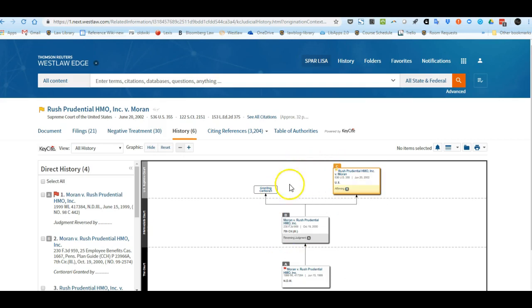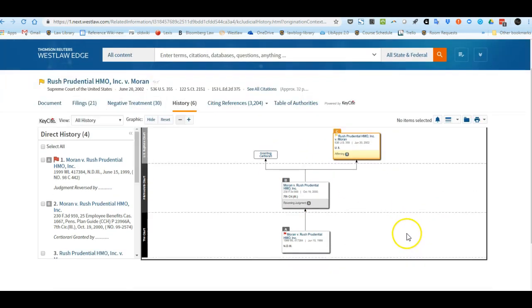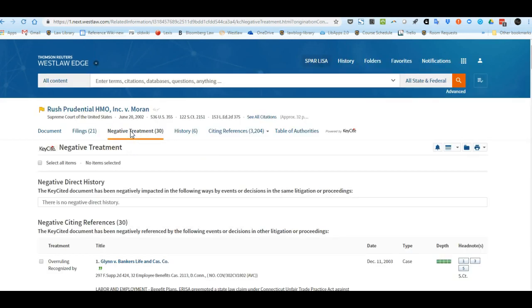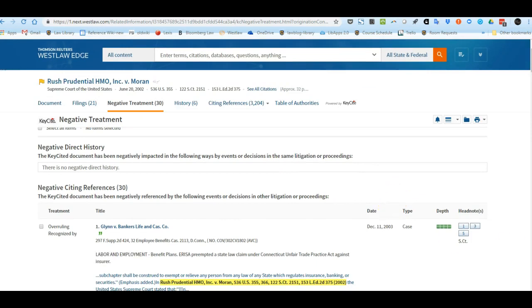And as I mentioned, you see that nice little map like we saw on Lexis. So you can see the chain to see if your particular case was overruled by your court or reversed by your court. And then the other tab you want to make sure to check is Negative Treatment. Again, this is for validation purposes. If you are validating or invalidating a holding, you want to look at negative treatment. And Westlaw is just confirming what we saw on the map, that there is no negative direct history. By direct history, they just mean in your litigation chain, that concept we already talked about.